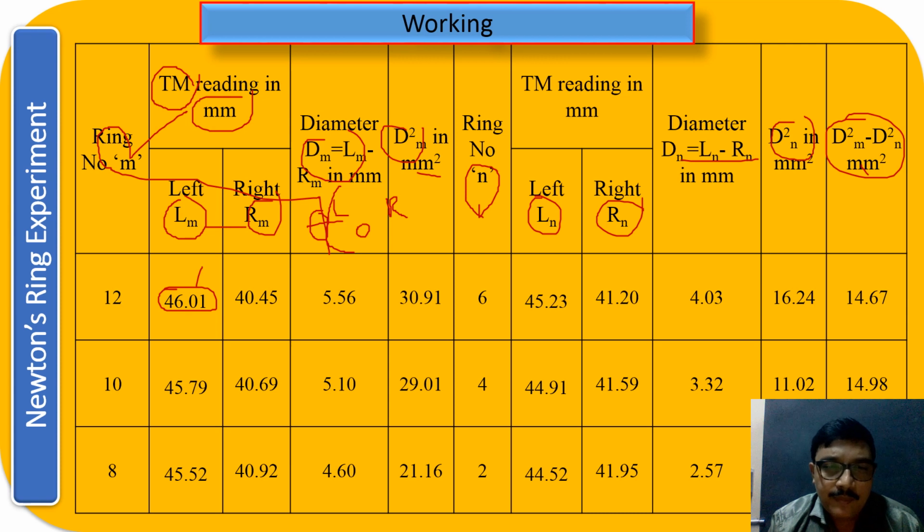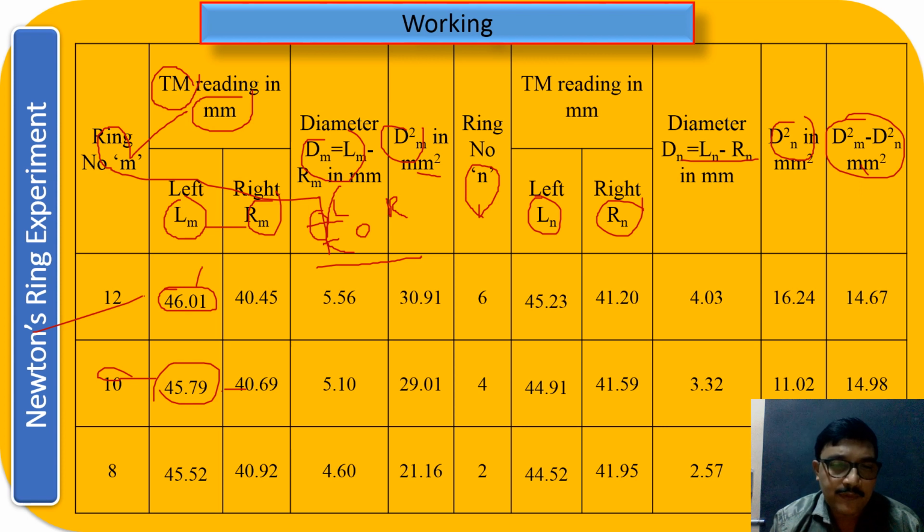Then from the 12th ring you should move to the 10th dark ring, right? So you are moving from 12 left to 12 right in one direction. Okay, so after the 12th ring, next you move to the 10th ring. For the 10th ring, you can see here I'm getting 45.79. So the value keeps on decreasing.